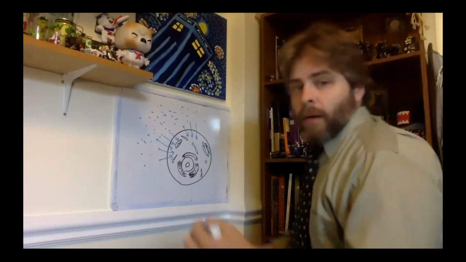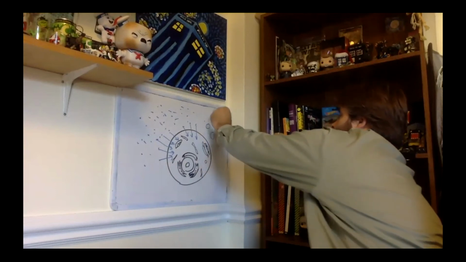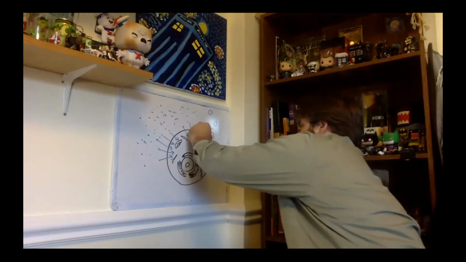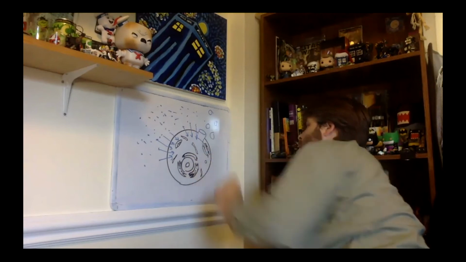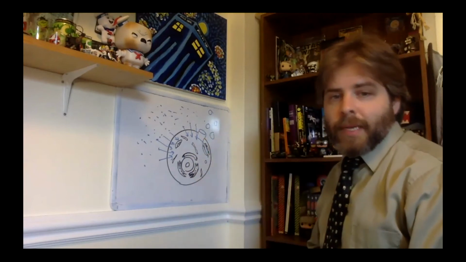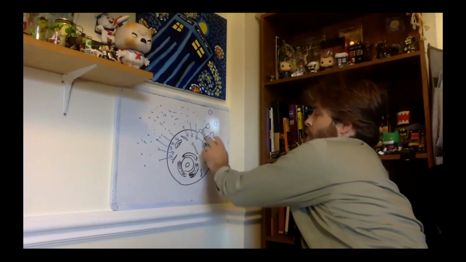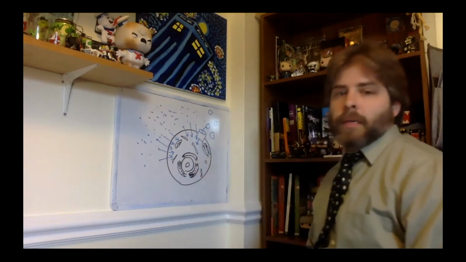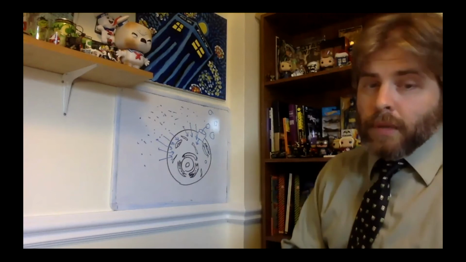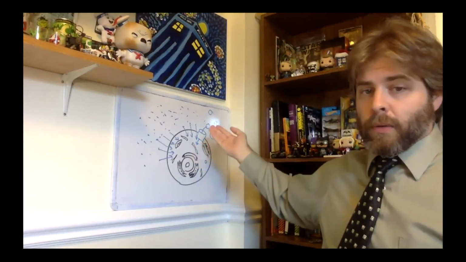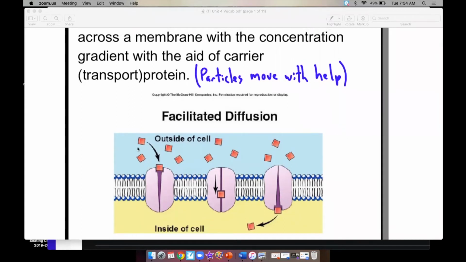Particles move with help. So now I got these bigger particles that want to get in, but they can't get through the membrane. So there's a protein. It is a doorway. And now that I have this big open doorway, these things are able to just get inside the cell. Nothing is making them move. It's still just physics, but facilitated diffusion is they have a doorway to do it, or a carrier protein is what we call it. So here are your carrier proteins. A particle goes into the protein, moves through, and now it's inside the cell.